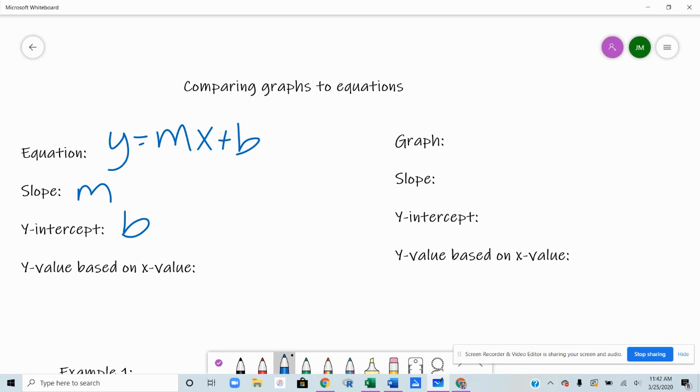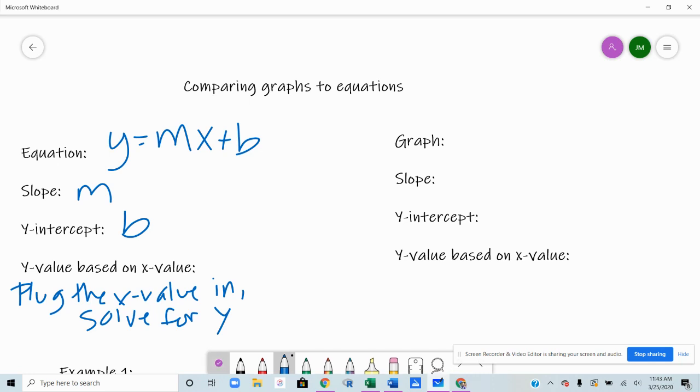When you have an equation, you plug the x value in and solve for y. Plug your x value in and solve for y, into the equation that was given to you. In a second, we'll see an example of what that looks like all the way through.